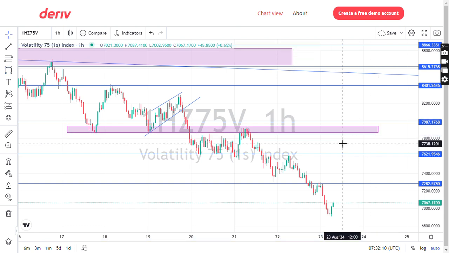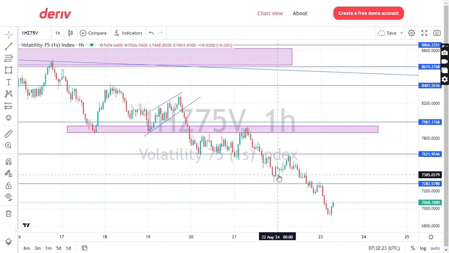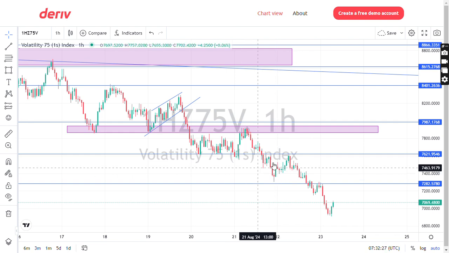Okay, there's a key rule: support once broken becomes resistance, resistance once broken becomes support. Why did I just mention that? We broke out, retested, there's a touch, third touch, entry, all the way down. Support and resistance, baby. Support and resistance.